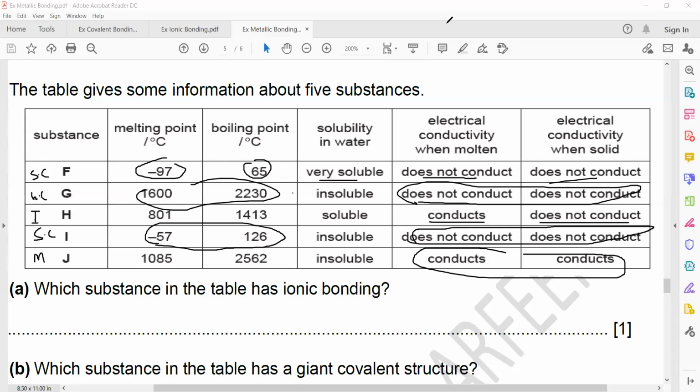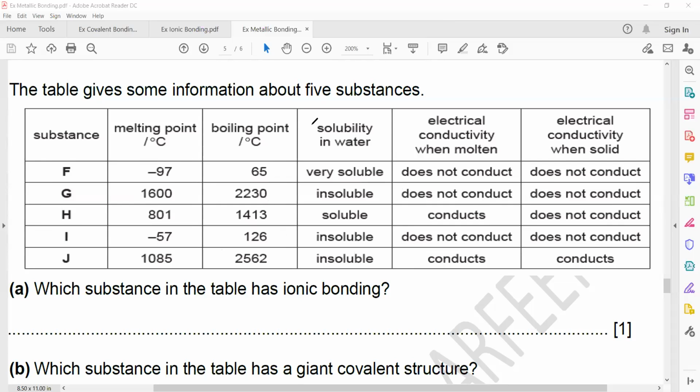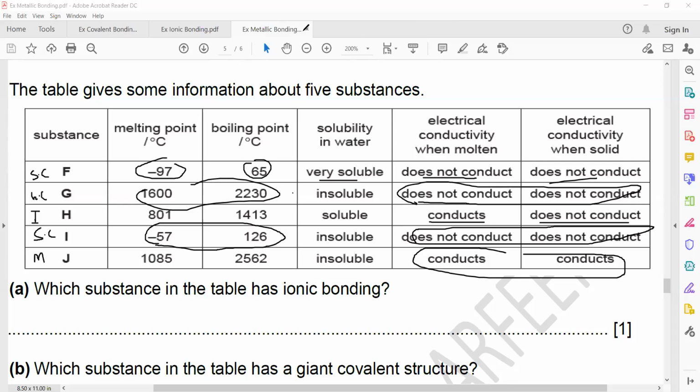Look, how can we identify whether it's metallic or ionic? Metals can conduct electricity in both states. Metals can conduct electricity in solid as well as molten. But ionic compounds can conduct electricity in molten state. They cannot conduct electricity in solid state. So you can see here, this compound was conducting electricity in molten, a melted form, but not in solid.